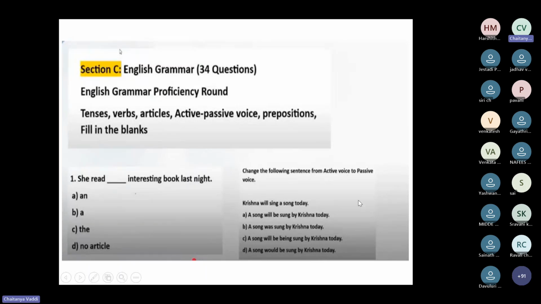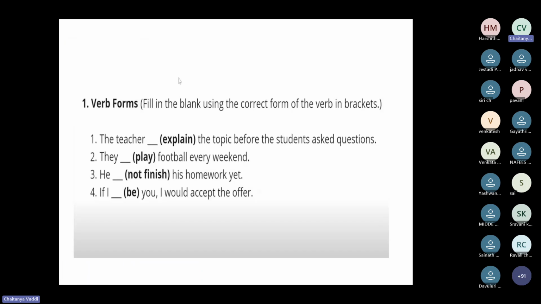There are so many questions you have to understand, and you might get questions like that. Let's move forward, and here come verbs. Fill in the blank using the correct form of the verb. Every sentence has a keyword and you have to understand the keyword. The teacher dash the topic before the students asked questions. This is not that easy. There are no options also. They just gave explain and you have to change it by adding something here. What do you think the answer can be?